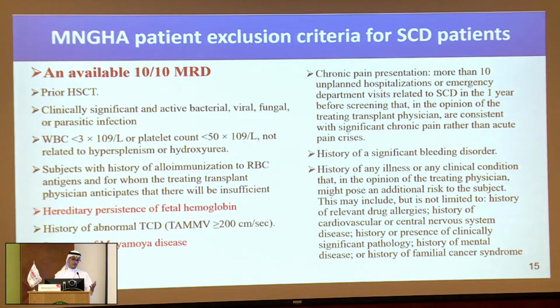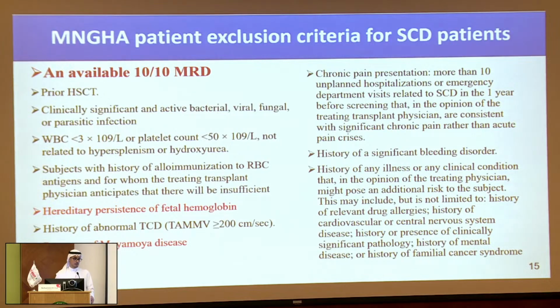But if we have available, as mentioned by Dr. Abdallah, a matched donor, 10 out of 10, we will go for a transplant rather than gene therapy at the moment. Other exclusions are a prior transplant or prior myeloablation. So this is one of the things, at least at the moment. And a clinically significant active infection or so, that will make the patient at high risk during the procedure.